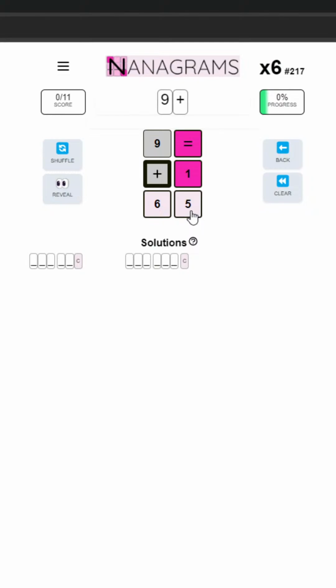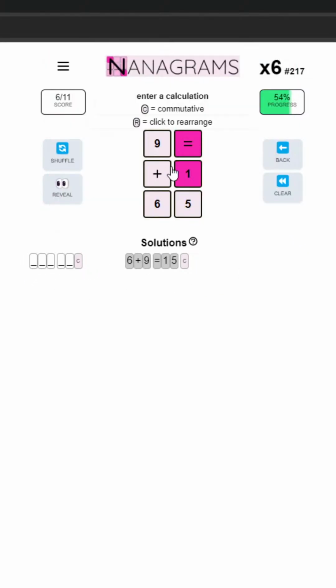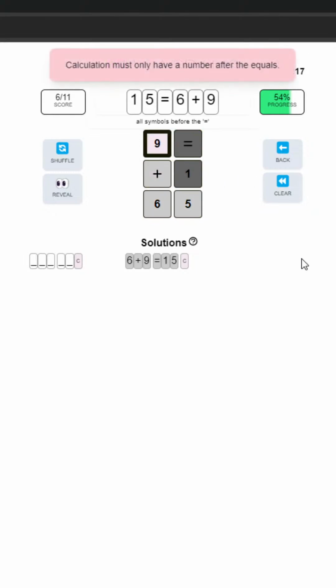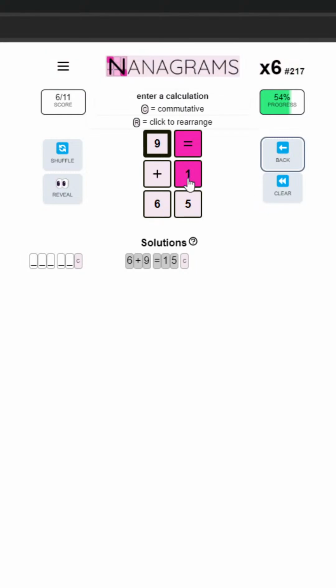9 plus 6 is equal to 15. Okay, that's one of them. And then 6 plus 9 is equal to 15. Okay, there's a different one. Oh, 15 is equal to 6 plus 9. Oh, I see. What? No, I don't see. I don't see. What am I missing?